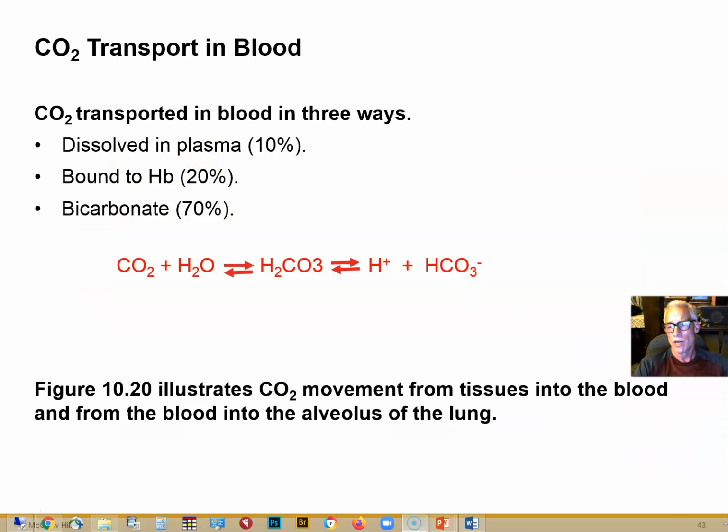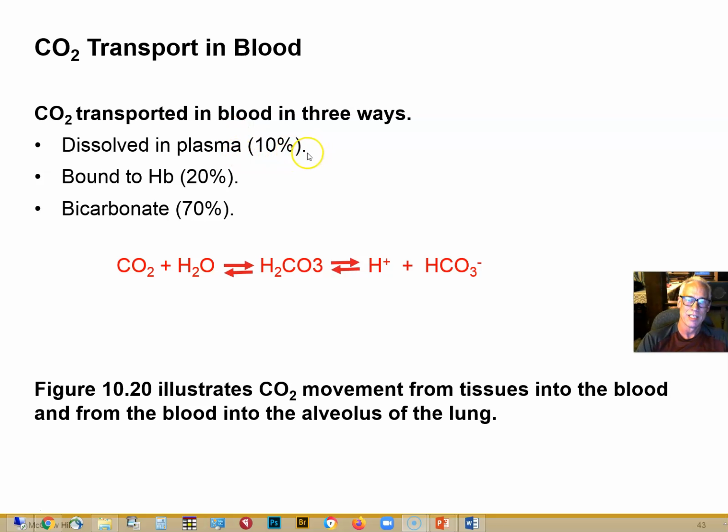How about CO2 transport? Whole different story. Cells make CO2, it diffuses into the blood. How does it get from the blood to the lungs? Let's take a look. CO2 is 20 times more soluble in the body fluids, in the plasma, in water, than oxygen. So a significant amount of carbon dioxide is dissolved in the plasma, 10%. Oxygen, you divide 10% by 20, 0.5% of oxygen can be carried that way, not really significant.